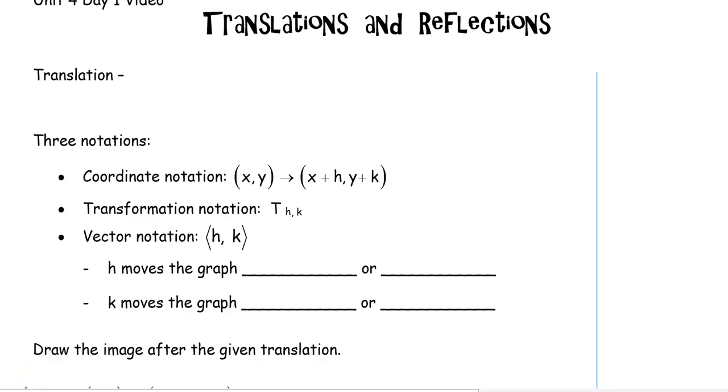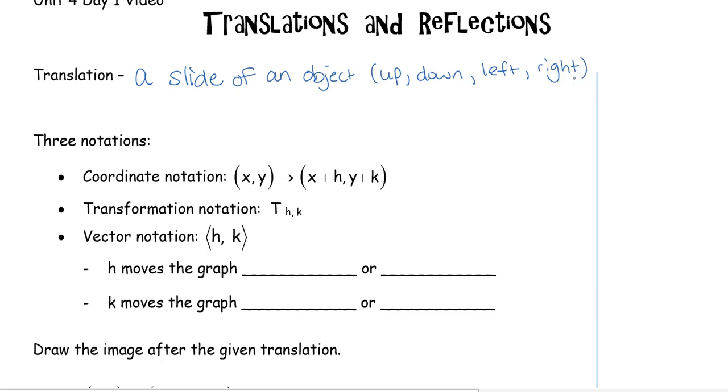Hello, today's video is going to be on transformations, and today we're going to look at translations and reflections, so two different kinds of transformations. The first one, a translation, is simply a slide of an object. And when we slide that object, we can slide it four different ways. We can slide it up or down, or left or right. So we're going to slide it one of those directions.